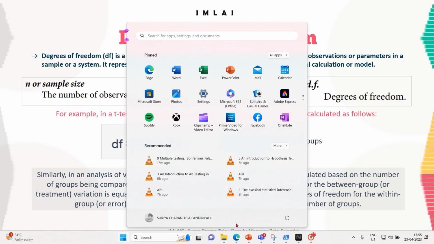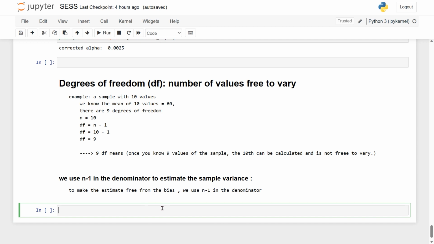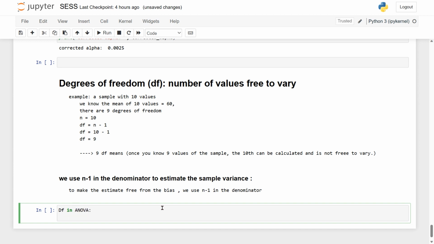There are two measurements of degrees of freedom in ANOVA. One is degrees of freedom, df, for the between groups. The formula is given there. The between group variation is equal to the number of groups minus 1. So, number of groups minus 1.